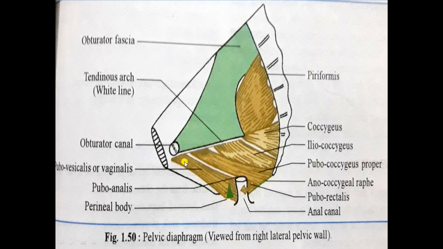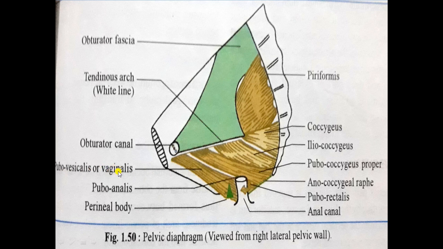So that's why this is called the levator prostatae, and this levator prostatae, along with the other muscles, causes the elevation of the neck of the urinary bladder. So that's why it causes the stimulation of the detrusor muscles in the urinary bladder, and it helps in the voiding of urine. So this is about the very important pubovesicalis function.